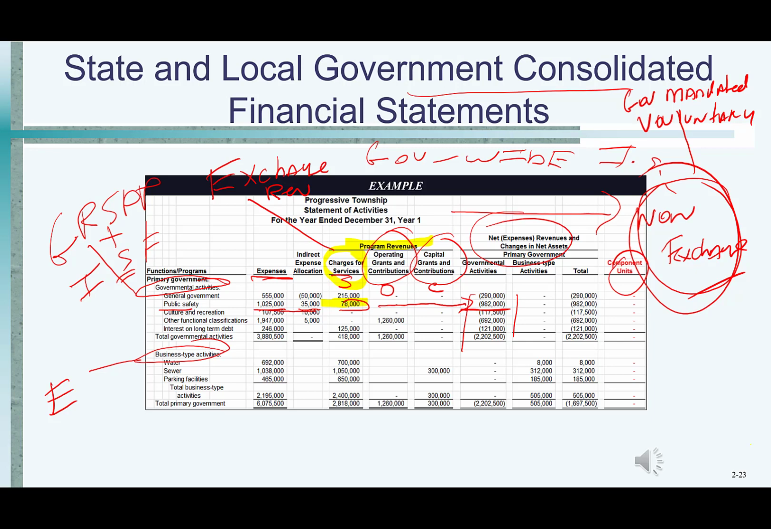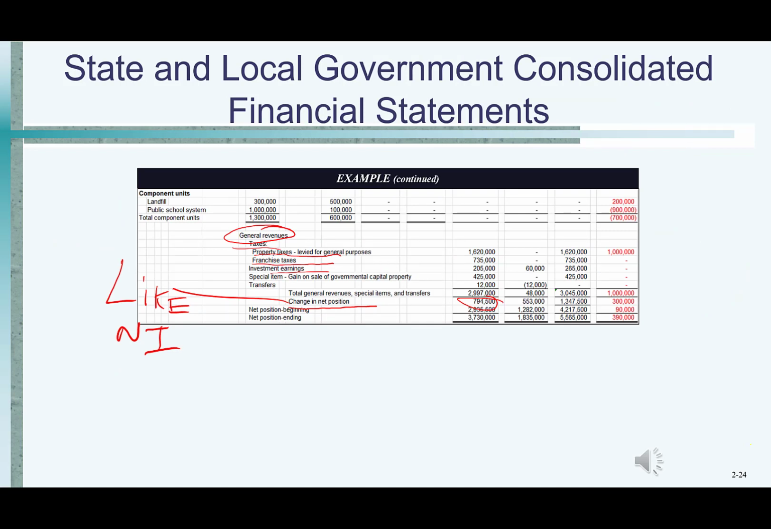Now, sometimes local governments will complain because there are non-funded mandates. They tell them to do something and they don't give them the money to do it. If they did, then we would be reporting that as a government-mandated non-exchange. Okay? Now, we looked at this thing and what? Look at all these loser programs. Every one of these programs lost money. Look at that. Loser programs, right? So what do we have to pay for our loser programs?